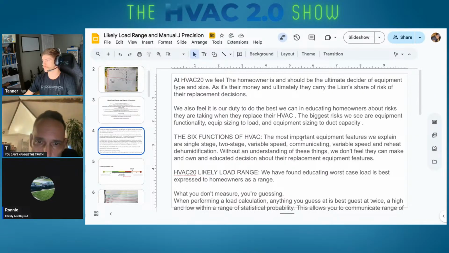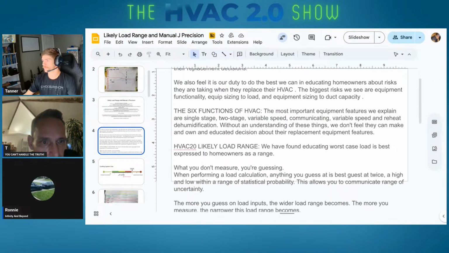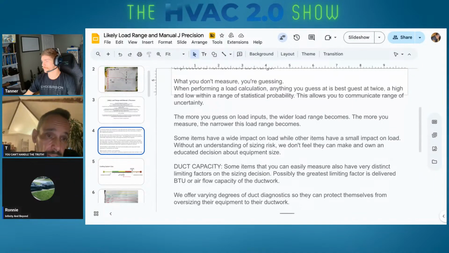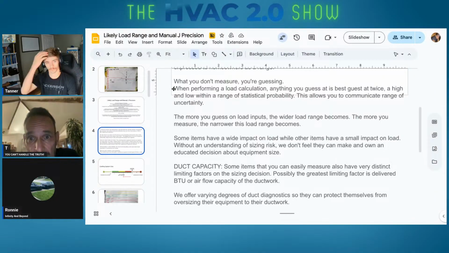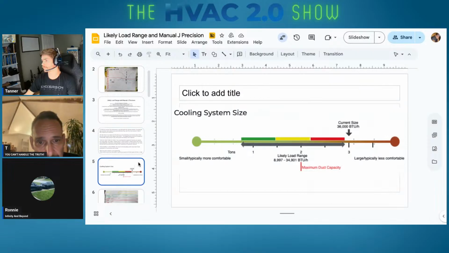Again, what you don't measure, you're guessing. When performing a load calculation, anything you guess at is best guessed at twice. A high and a low within a range of statistical probability. So if you see a 2,000 square foot house, you want to say, typically what we're seeing with these houses is a load within this range.